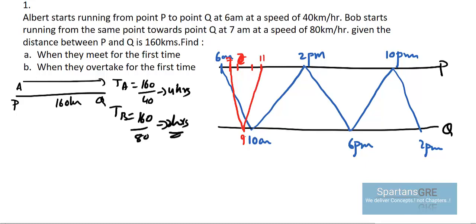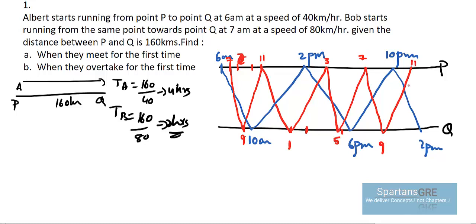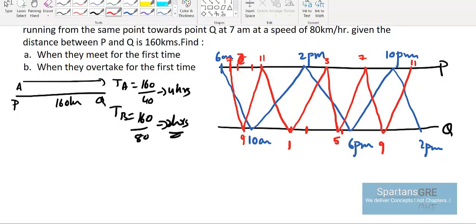So the diagram will be like this, 11. 11 to 12, 12 to 1 again. So it will come here, 1 o'clock. Again it will reach there at 3 p.m. 3 to 5 again, so 5 will be somewhere here. 5 p.m. to 7, 7 will be somewhere here. 7 to 9, 9 will be somewhere here. And 9 to 11, 11 will be somewhere here. Like this, right? Now if you observe, we can see the intersection points.